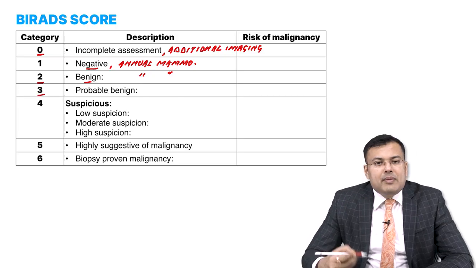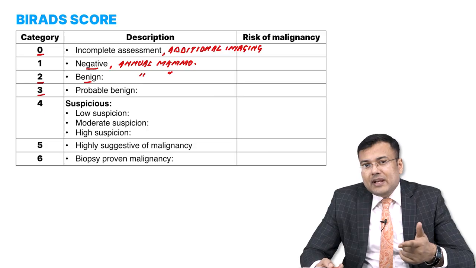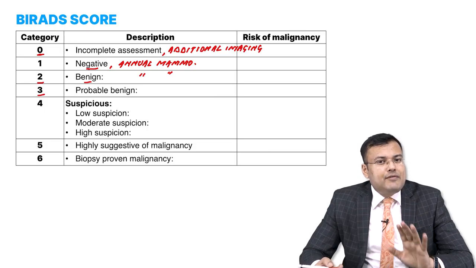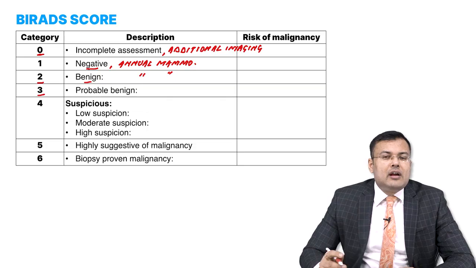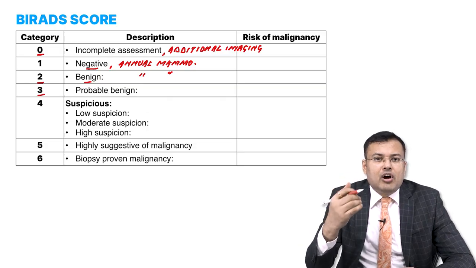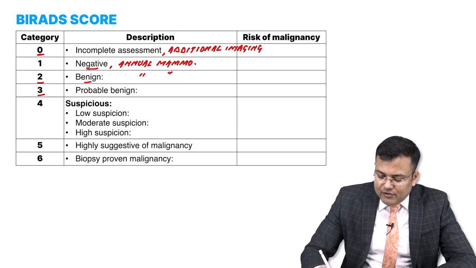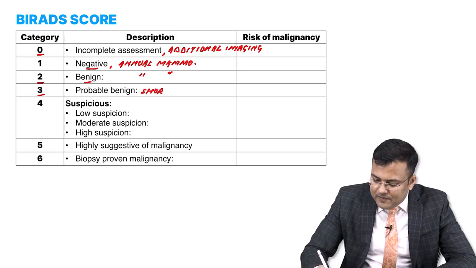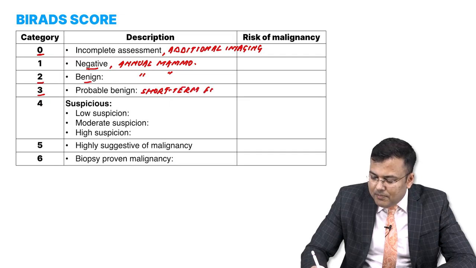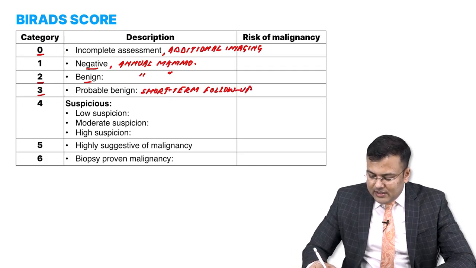Category 3 is probably benign. It looks benign, but you're not 100% sure. If you're not 100% sure, call the patient for short-term follow-up. Next, category 4.